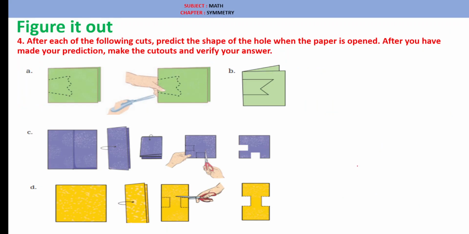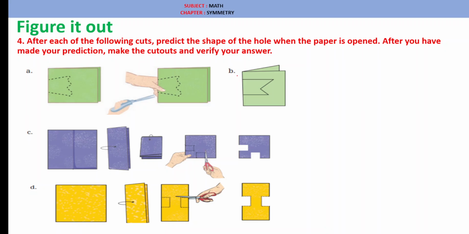Figure it out. After each of the following cuts, predict the shape of the hole when the paper is opened. After you have made your prediction, make the cuts and verify the answer. So take the first one here, take a paper, fold it, then we need to cut.